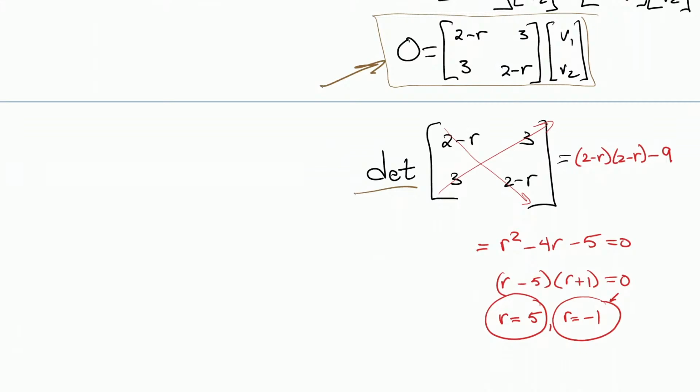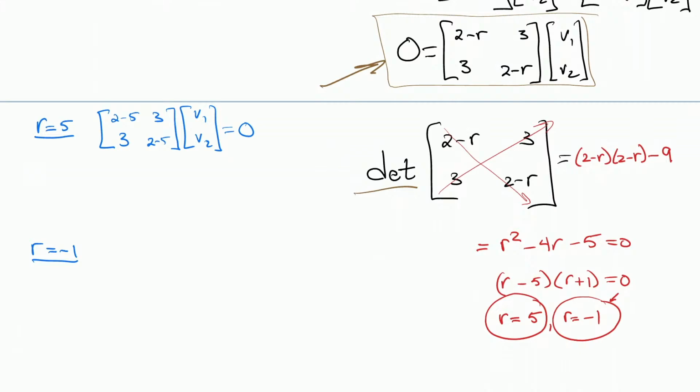Let me draw it in blue over here, and I'm going to do this for each of my eigenvalues. So r equals 5, and then r equals -1. For r equals 5, I have 2 minus 5, and then 3, and then 2 minus 5. And then here are the vectors, and I put the 0 here. It's the same equation. So you see what I've got in the box there?